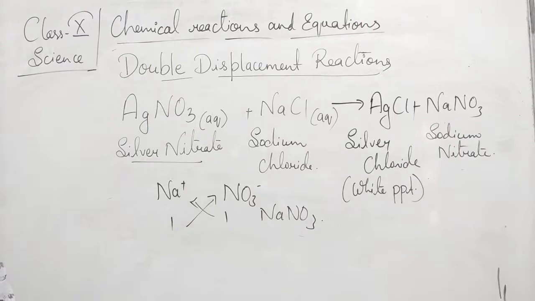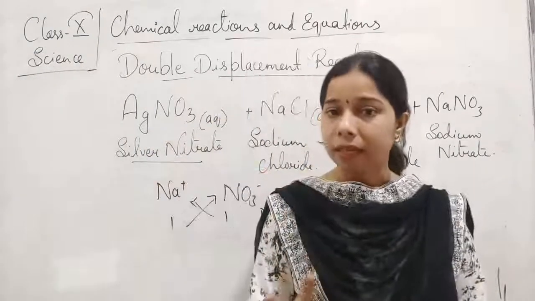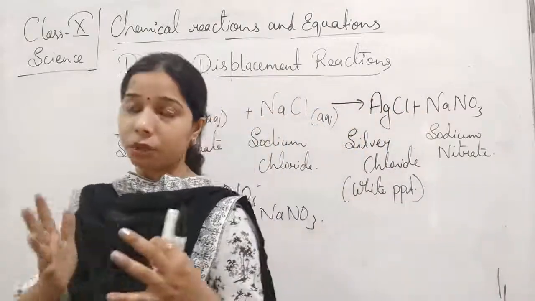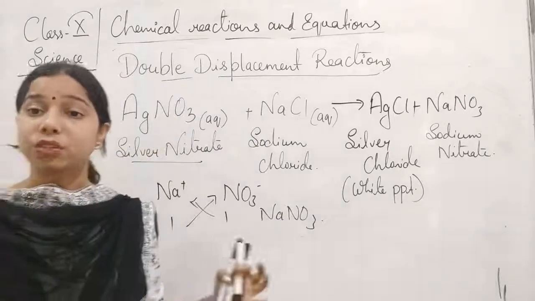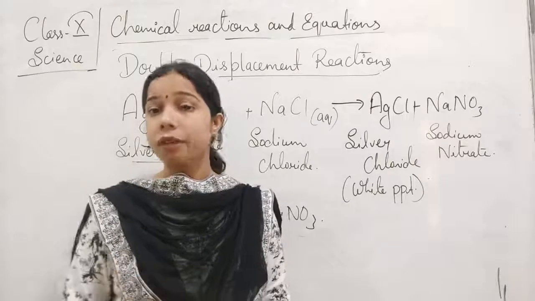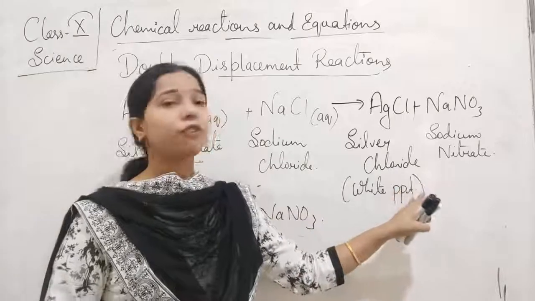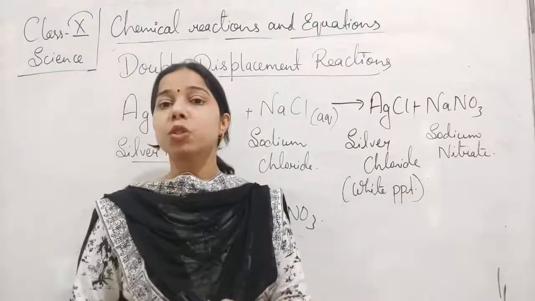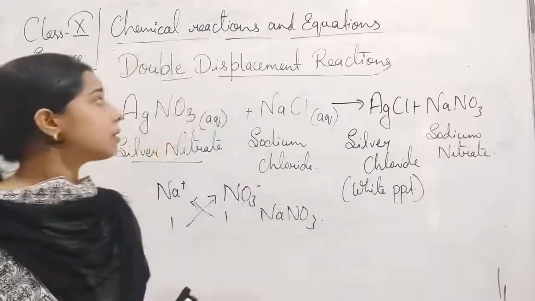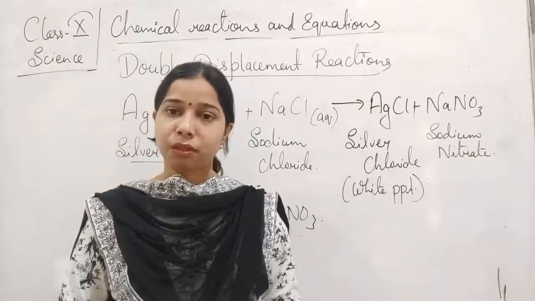And you can see here one more thing, and that is there is a formation of a white precipitate. In both the cases, whether we have taken the case of barium chloride and sodium sulfate, in which a white precipitate of barium sulfate is formed, or the reaction of silver nitrate with sodium chloride, there is a formation of silver chloride, which also forms a white precipitate. Okay, so this is the example of the double displacement reaction, students.